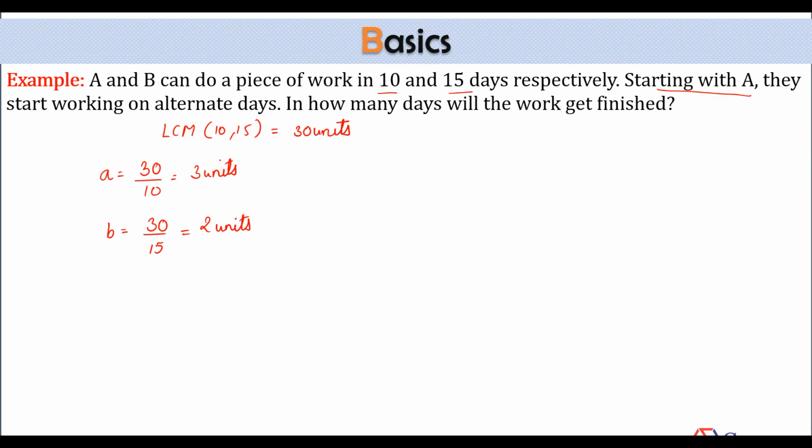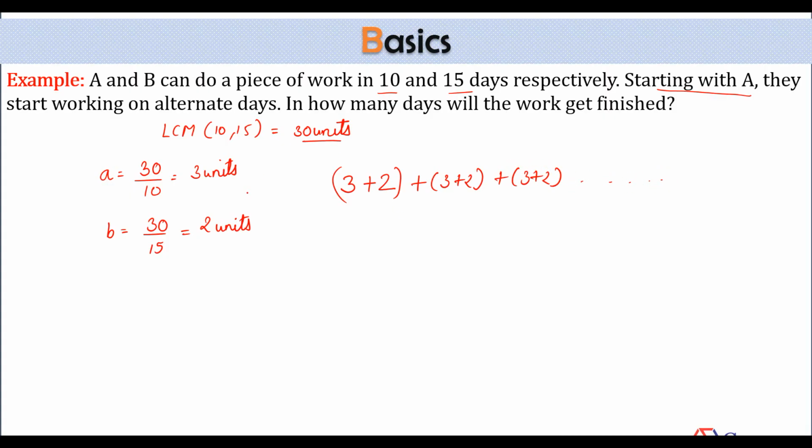Fine. How are they going to start the work? A will start the work. That means on the very first day, he'll do 3 units. On the second day, it's B's turn, so B will do 2 units. So this is 2 days' work. Can I say in every 2 days, the work done by both of them will be 3 plus 2, and 3 plus 2, and so on?